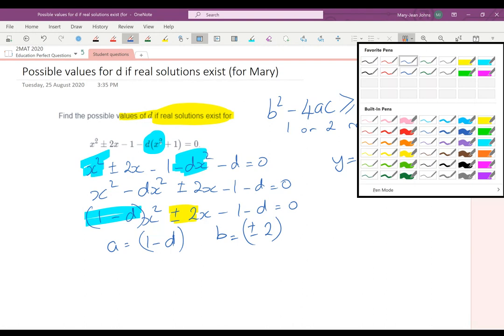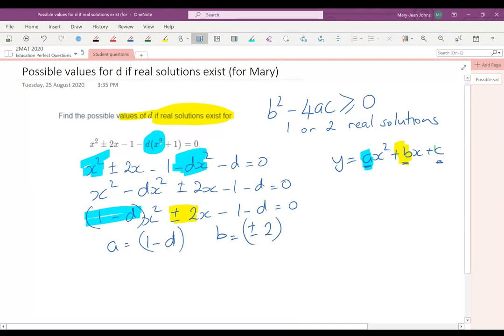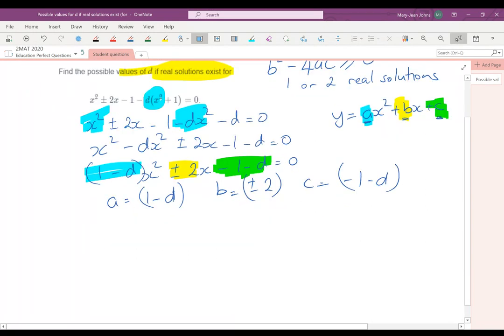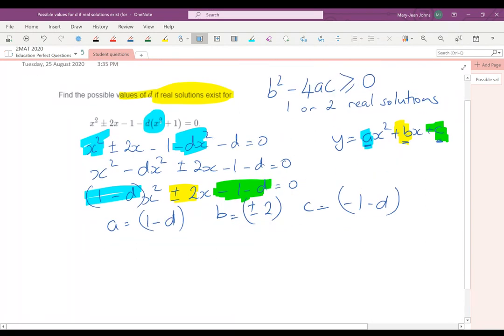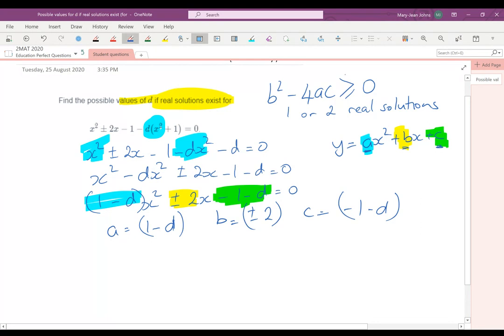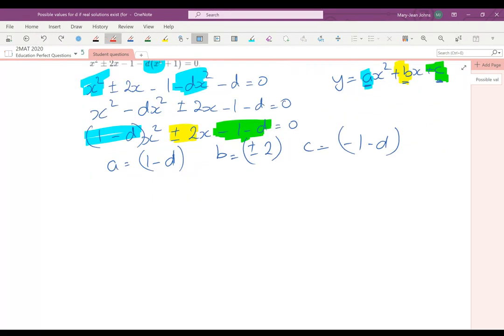And then for c, I need another highlighter. Let's choose green. Here's my c. So it's everything that doesn't have an x. So here, c equals minus 1 minus d. And again, I'm going to stick it in brackets. So now it's a part of substituting it back into this lovely discriminant form that we have up here. Okay, so let's substitute in.